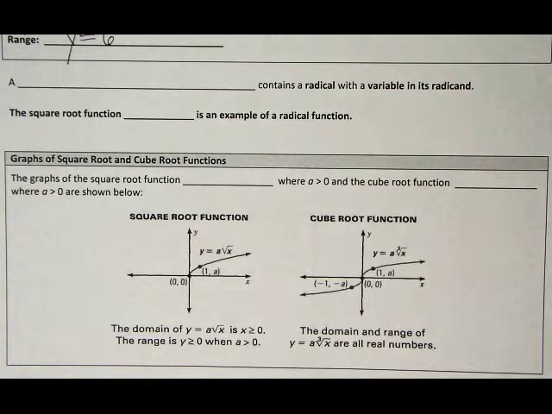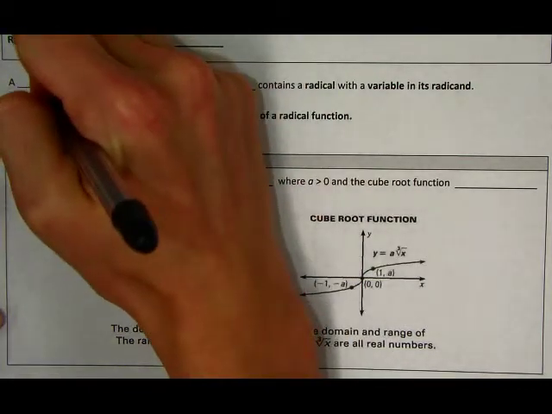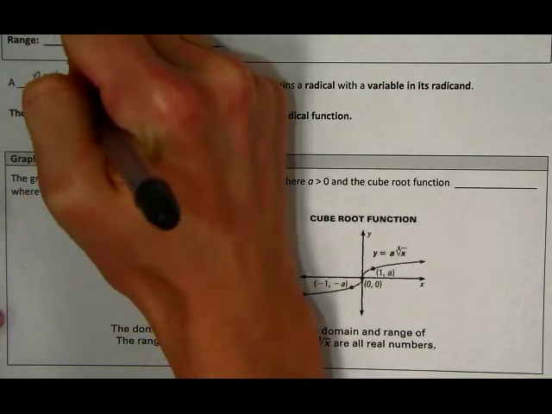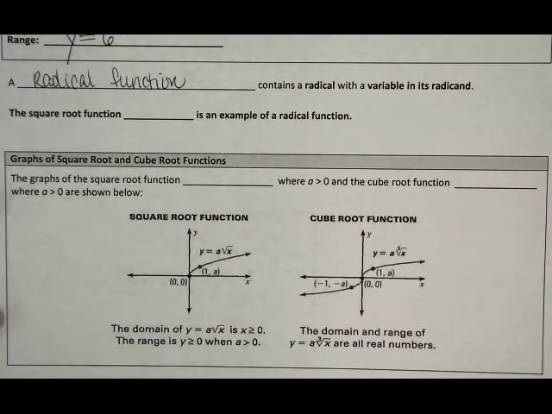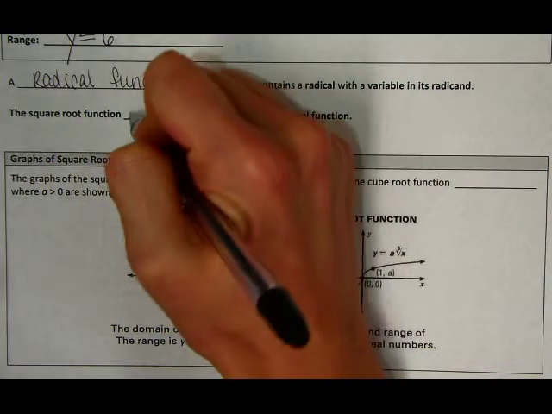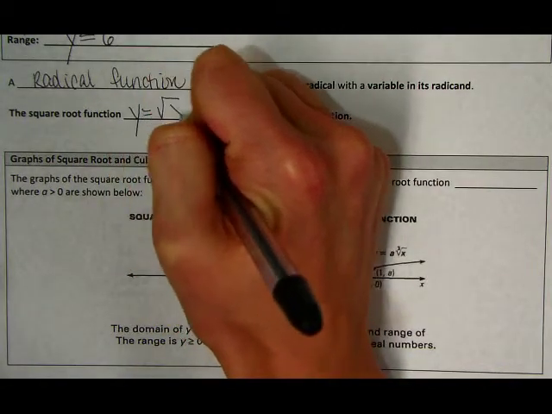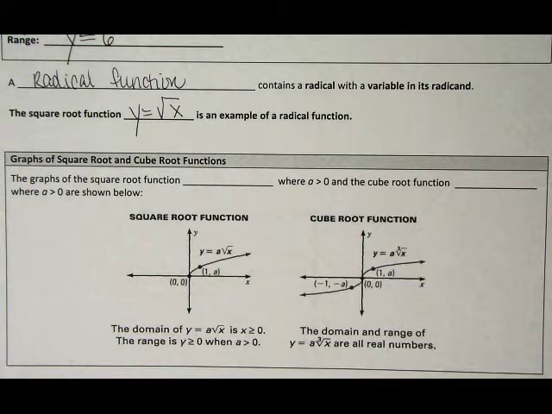Okay, so moving forward, we're going to talk about graphing square root and cube root functions. A couple of vocab words are important to point out. A radical function contains a radical with a variable in its radicand. The square root function y equals square root of x is an example of a radical function.